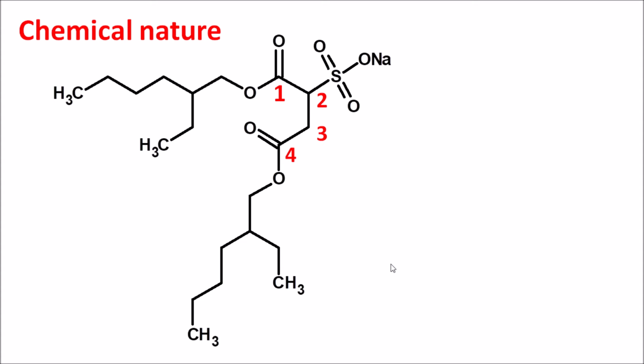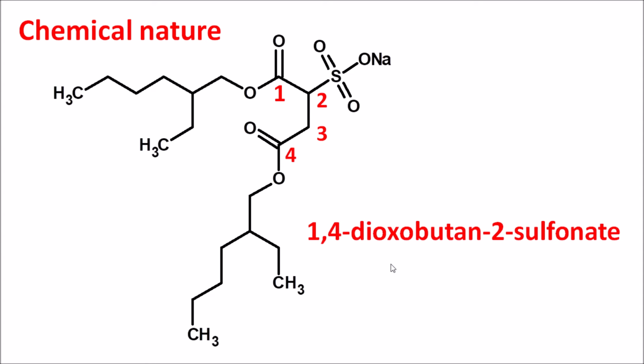So we can write this as 1,4-dioxo-butane-2-sulfonate. So to the 4-carbon chain at the second position, the sulfonate moiety is present, which is responsible for surfactant activity. As it is having the anionic charge, it can easily exchange the sodium so that it can reduce the surface tension of fecal matter.